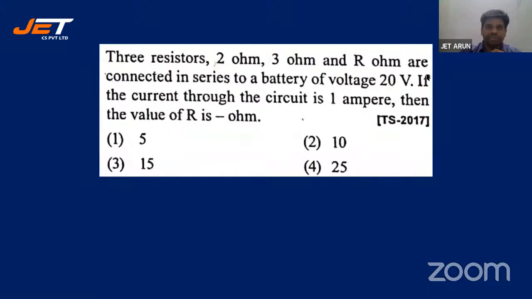Three resistors, 2 ohms, 3 ohms, and R ohms are connected in series to a battery of 20 volts. If the current through the circuit is 1 ampere, then the value of R is dash ohms. So which law do you apply? They are connected in series. So what's the effective resistance? Use pen and paper, students. I'll give you 15 seconds.